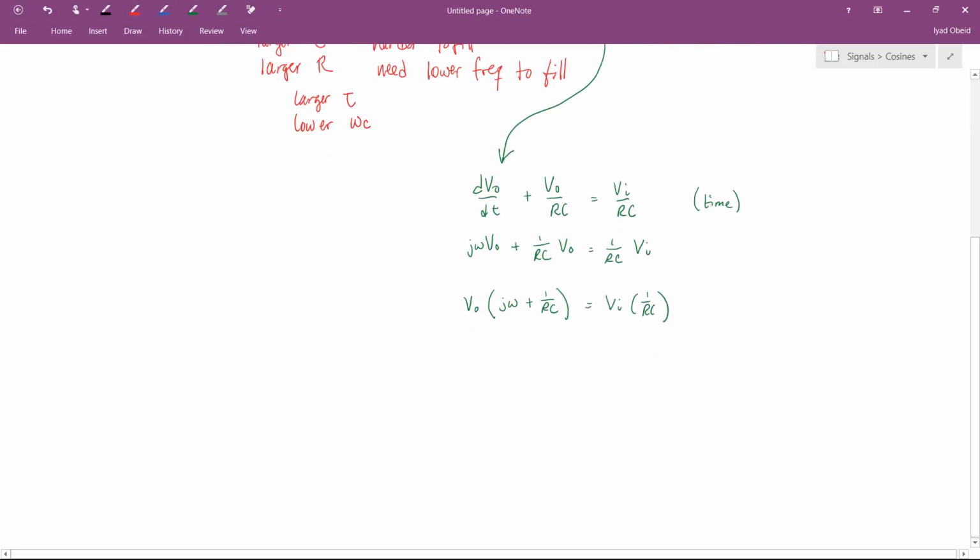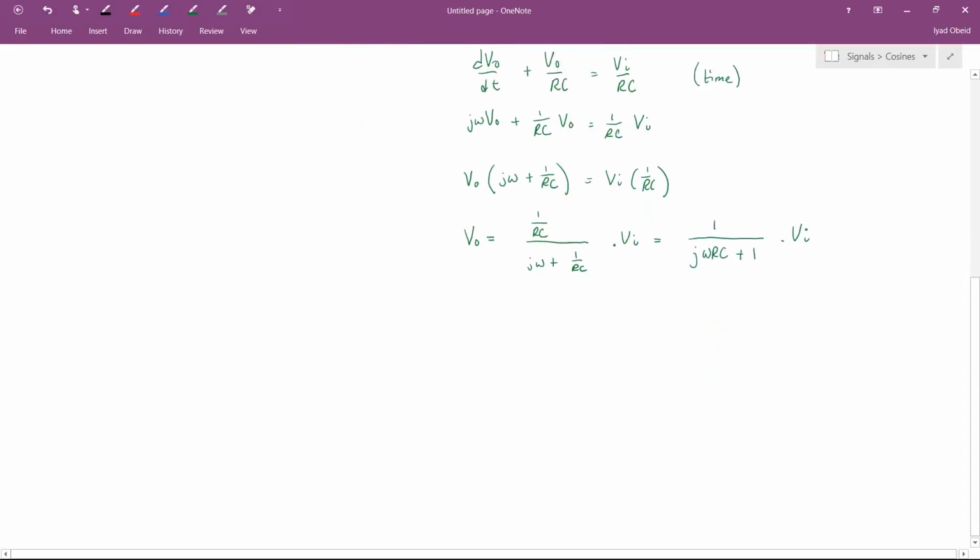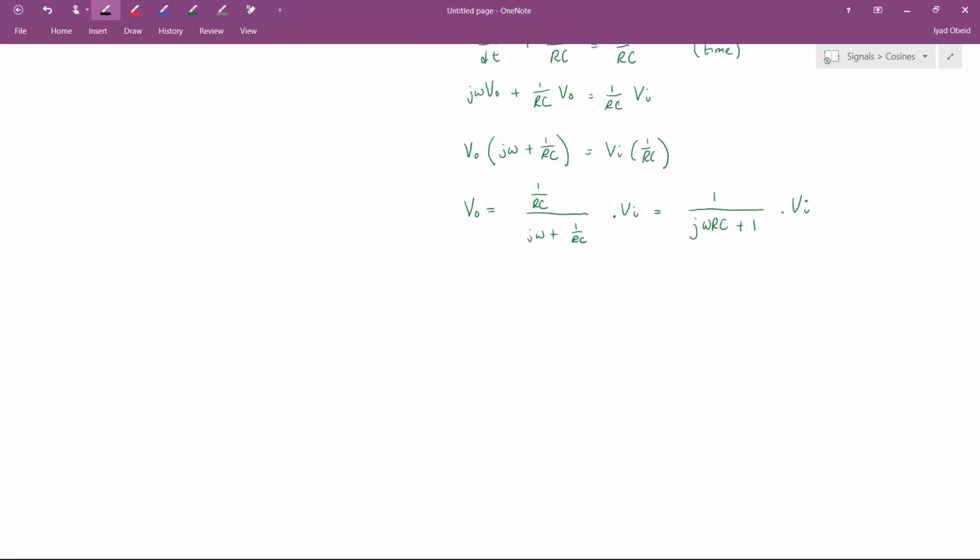And finally I can say V out equals (1 over RC) all over (j omega plus 1 over RC) times V in. Or if I really want to tidy it up, I can rewrite that as 1 over (j omega RC plus 1) times V in. So what on earth does that mean? Let's actually use some numbers here.